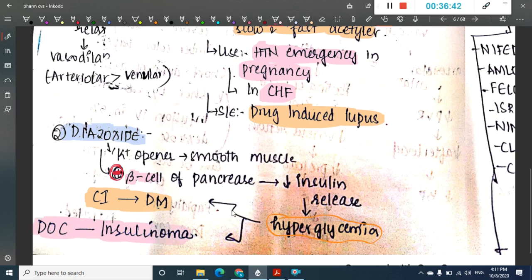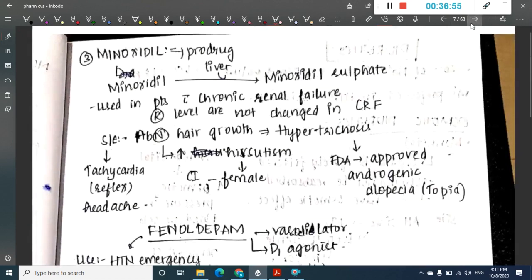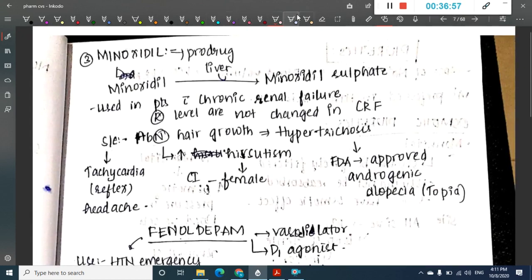What is insulinoma? Insulinoma is a tumor of the pancreas where insulin is released in excess. Because diazoxide decreases insulin release, it is used as the drug of choice for insulinoma. What are the other drugs? The next drug is minoxidil. Minoxidil is the next potassium channel opener.